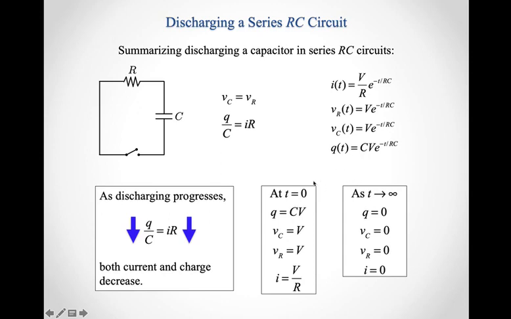In terms of the two special points in time that we tend to want to think about with these circuits that are changing, at t equals 0, everything is at its maximum. Maximum charge on the capacitor, maximum voltage drop across my two elements, maximum current in the circuit. Wait long enough, as t approaches infinity, everything goes to 0. No charge left on the capacitor, no voltage drops across either element, no current left in the circuit.